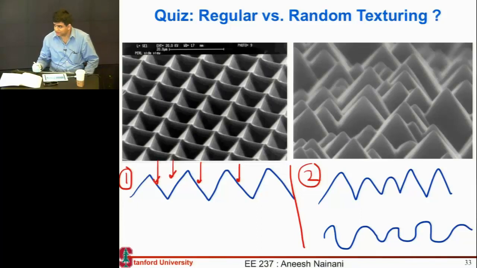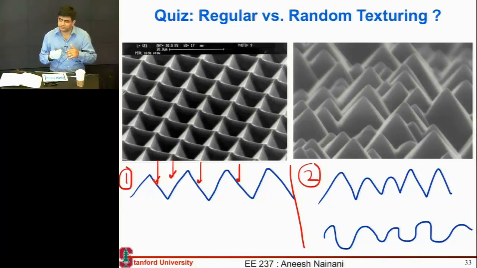Okay, all right. Does anybody think this is better, or does everybody agree that random is better? Is it better, or is it equally good? Maybe they would average out the same. Okay, so there's one argument that random is probably better because it works better for multiple angles of incidence, not just directly from the normal.